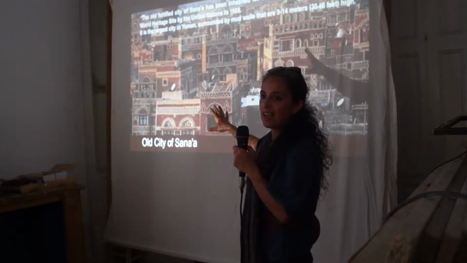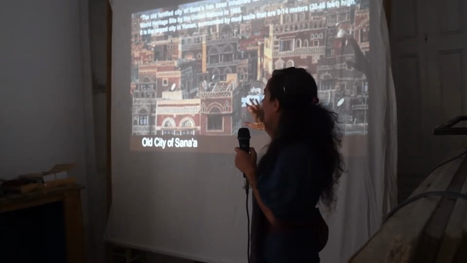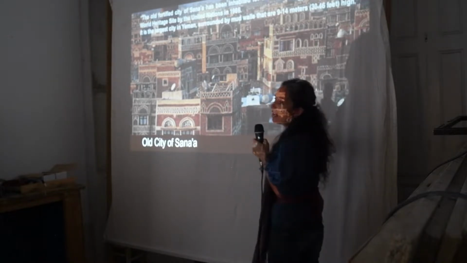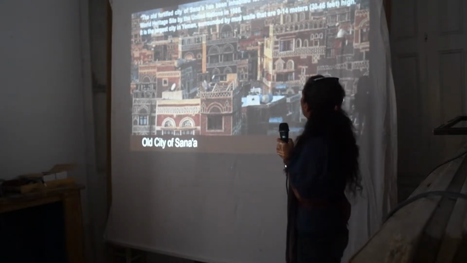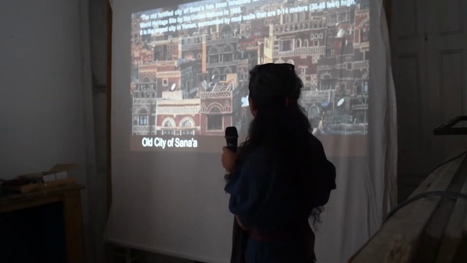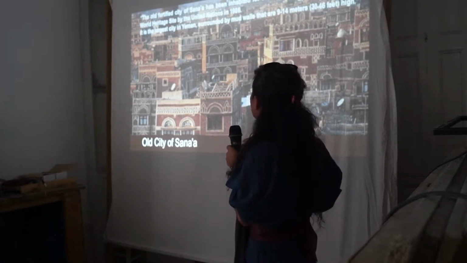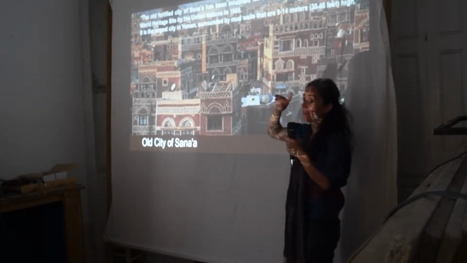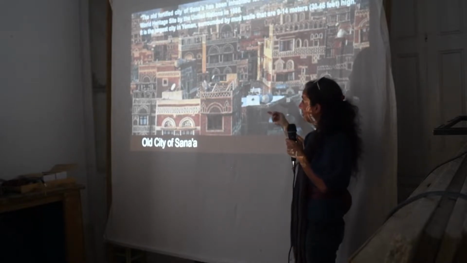Because of yesterday's question, I came with this. This is the old city of Sana'a in Yemen. It's 2,200 years old, and like I said, the buildings are 9 to 14 meters high. Okay, this is not the biggest one.